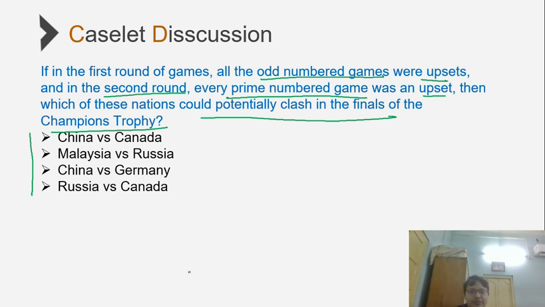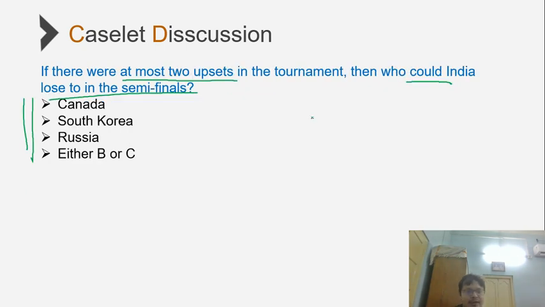If in the first round of games, all the odd numbered games were upsets, and in the second round, every prime numbered game was an upset, then which of these nations could potentially clash in the finals of the Champions Trophy? The last question is saying if there were at most two upsets in a tournament, then who could India lose to in the semi-finals?